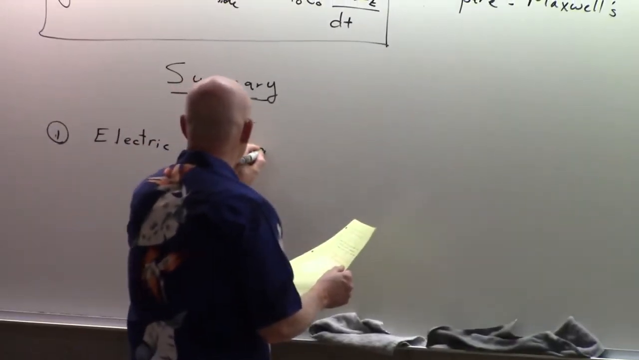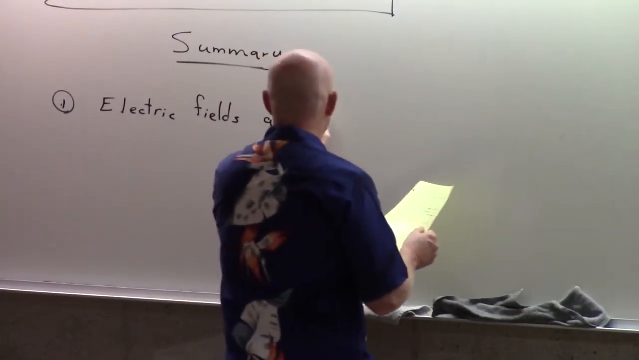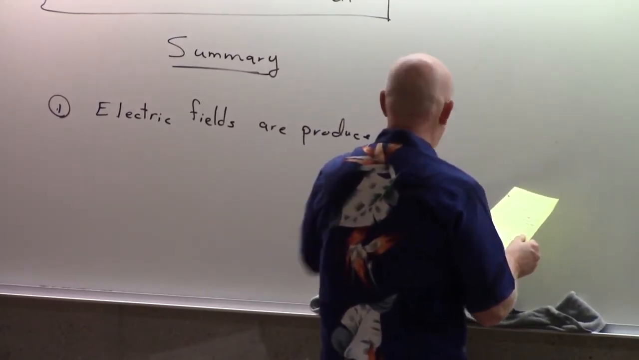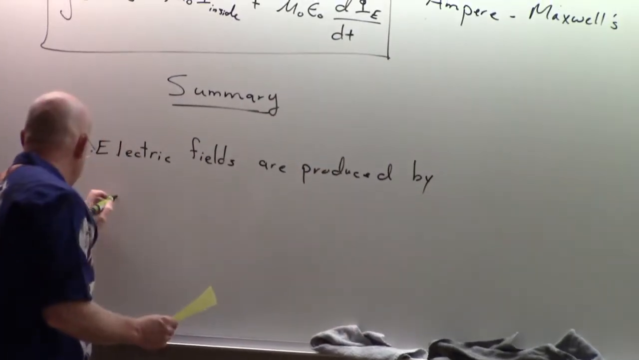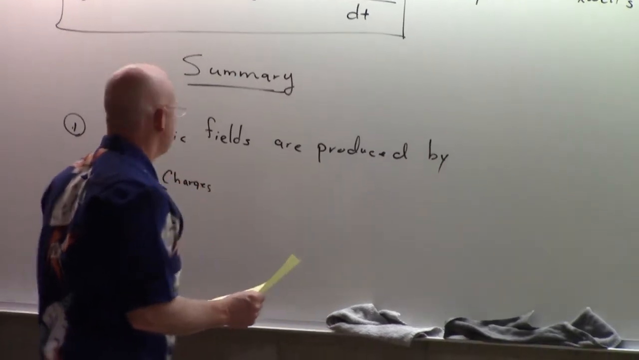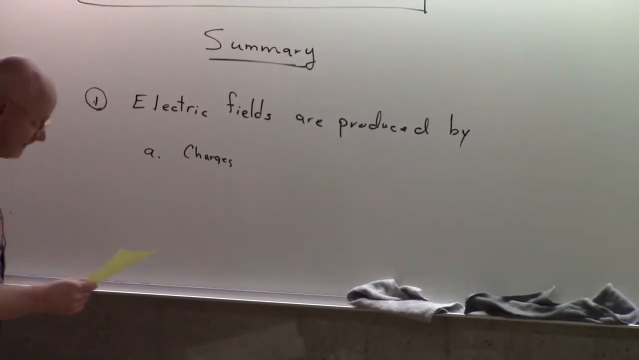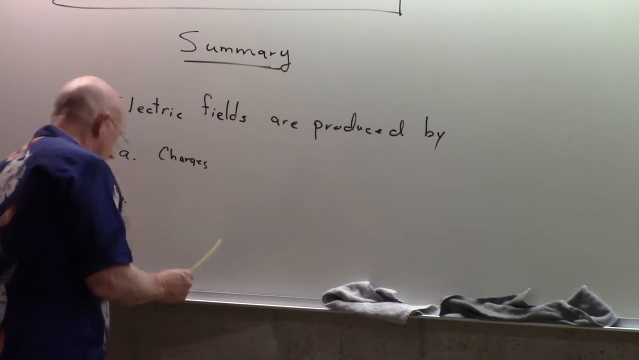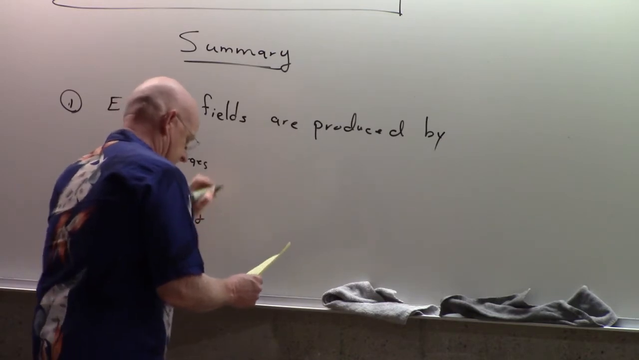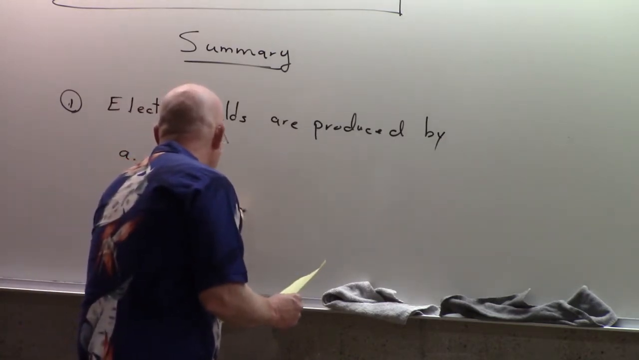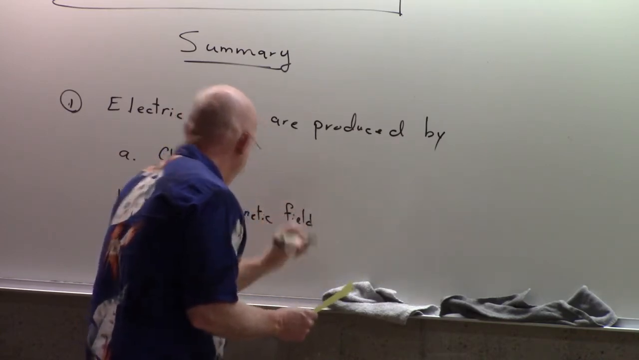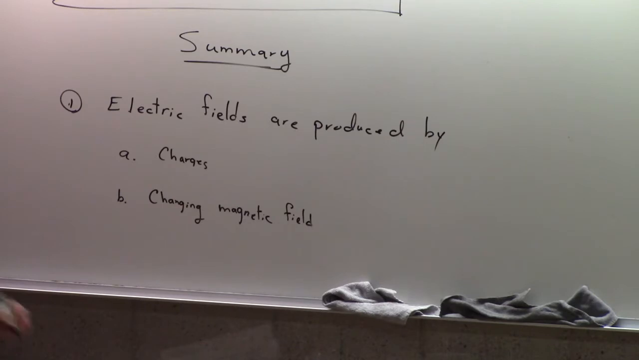electric fields are produced by, and we have two conditions. A, charges, and so that's our Gauss's law, and electric fields are also produced by a changing magnetic field. And that's our Faraday's law.